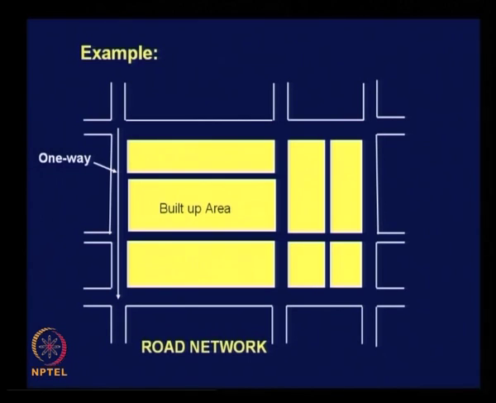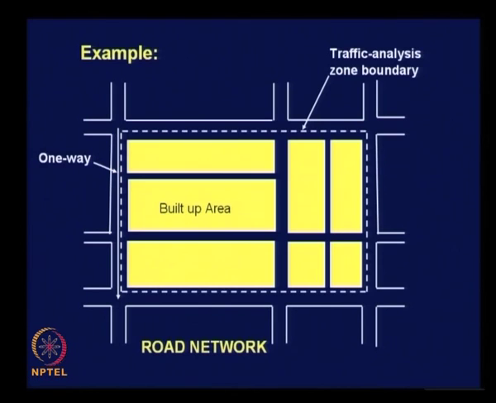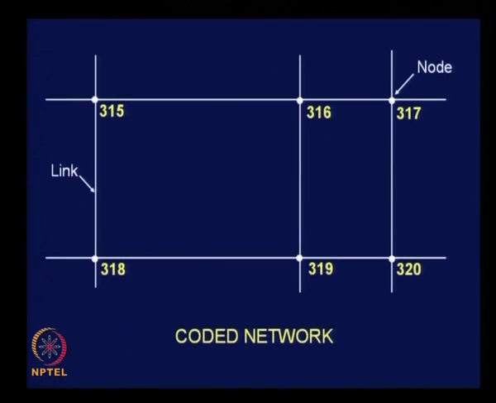And this is the traffic zone that we considered as an example in the previous class, and the zone boundary was given like this, and the coded road network for this case, as you may recall, is this. We have ignored some of the minor roads, only major roads have been considered, and all the points of intersection of the roads are given numbers which are node numbers.